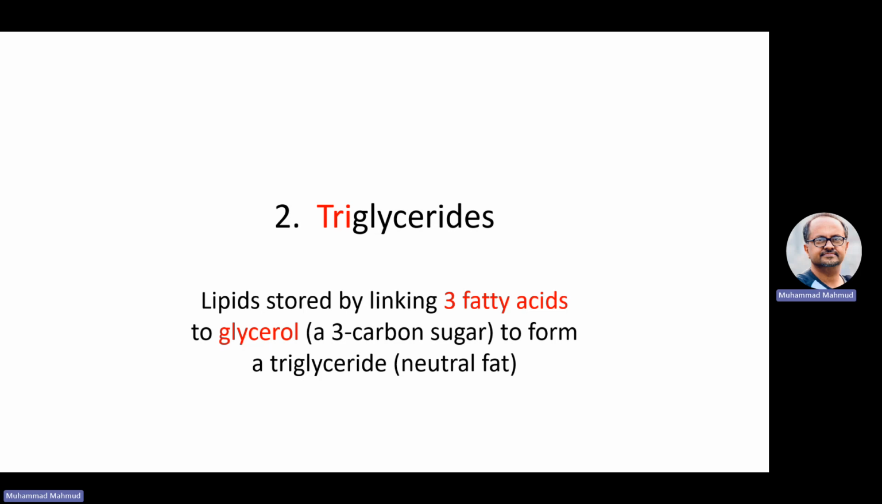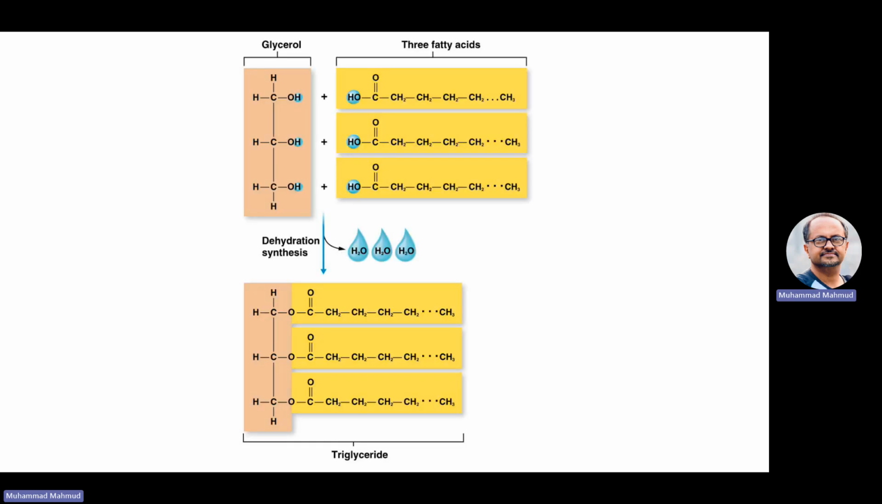Number one is done, fatty acid. The second thing is the triglyceride. Tri means three. So we will have three fatty acids here. Three fatty acids are linked to glycerol to form this triglyceride, a neutral fat. So this is how they look. You see on your left side, that is the glycerol molecule. On the right side, three fatty acids are there.